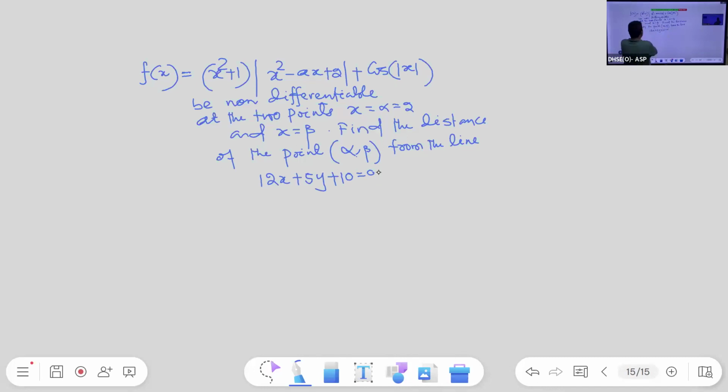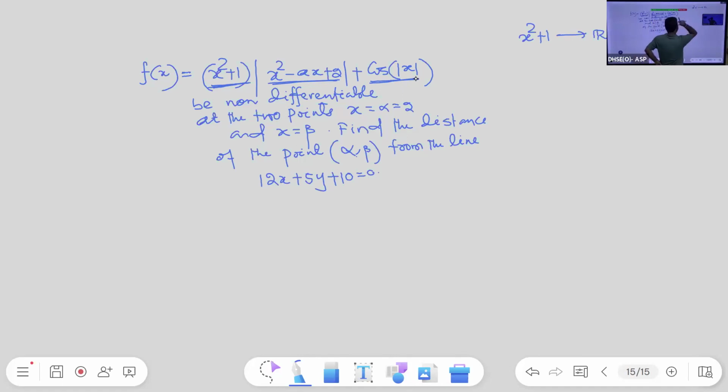Okay, first of all, we have to check what are the functions involved in the given function. One of the functions is x square plus 1. The second one is mod of x square minus x plus 2. And the third one is cos of mod x. Okay, so x square plus 1 is a polynomial function. It is differentiable everywhere, that is, differentiable over the total number line.